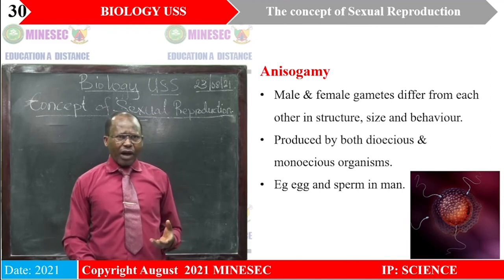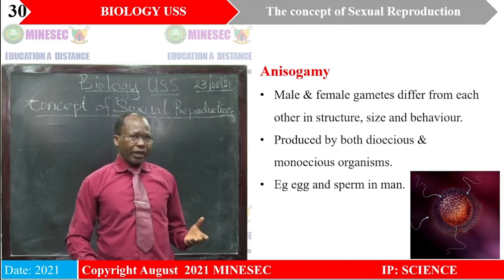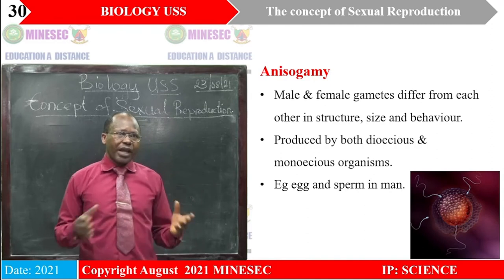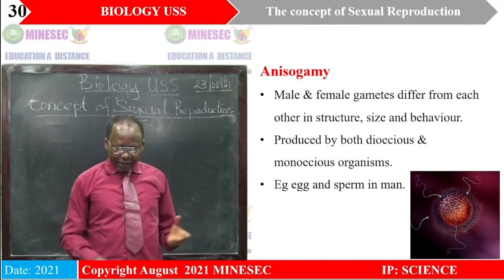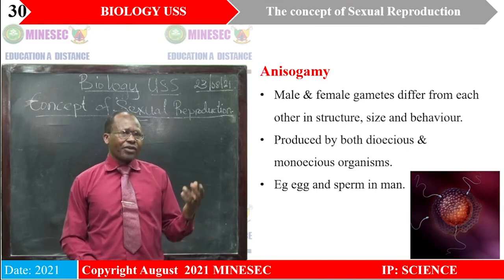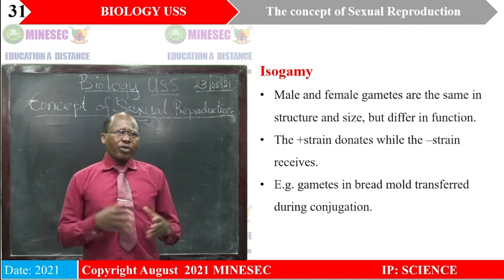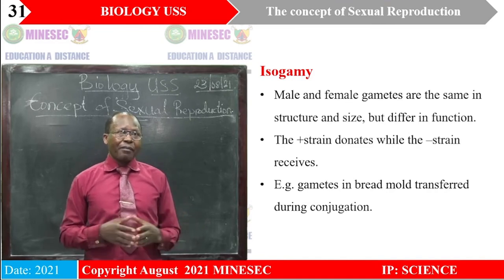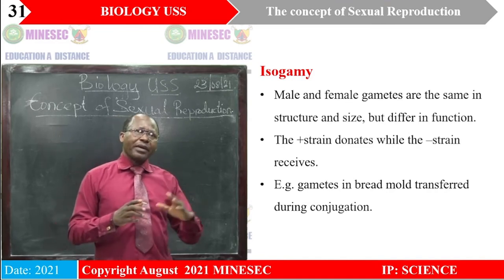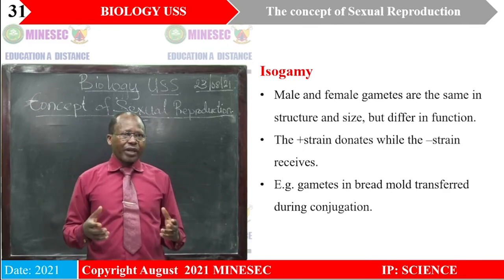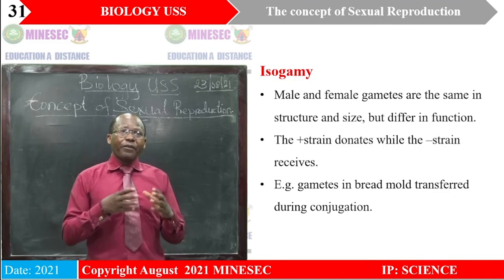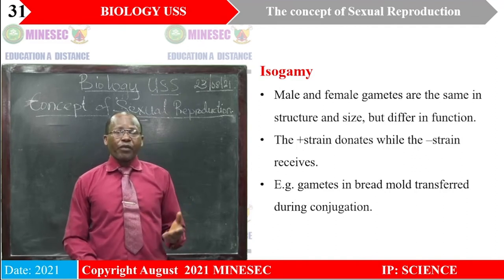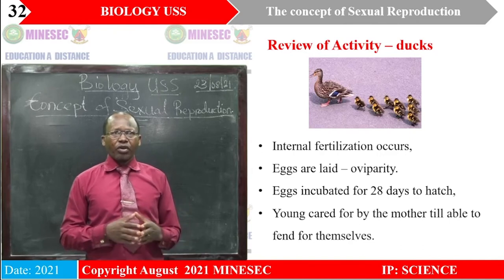We also have anisogamy, where the male and the female gametes differ from each other. And this difference is in structure, size, and even behavior. And they can be produced by both dioecious and monoecious species, like we have seen, like the sperm in humans. So there's anisogamy that goes on in us. We also have isogamy, where the male and the female gametes are the same in structure and size, but they differ in function. We call the male the positive strain and then the female the negative strain. And we understand that biologically, the male strain donates while the female strain receives. And these examples could be found in bread mold, which is done during conjugation.